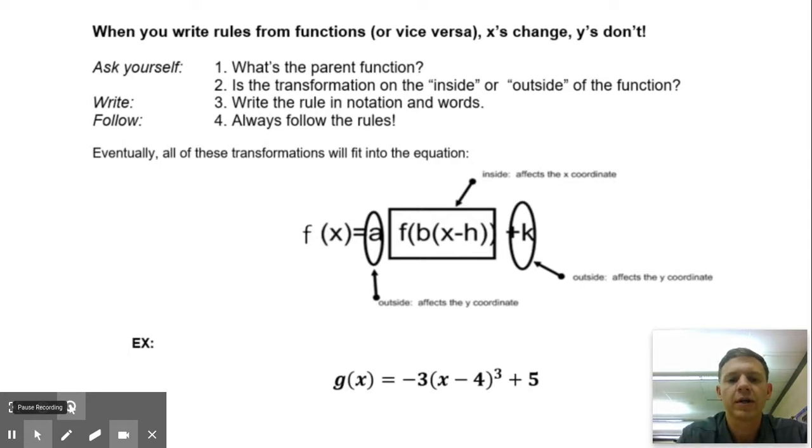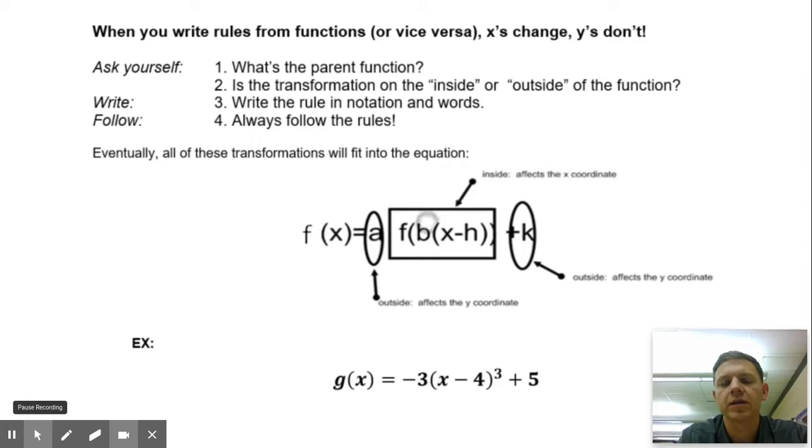Today we are looking at the A and the B. The A is going to stretch vertically, so it affects the y coordinate. It's going to stretch and shrink our functions vertically. And B, the x coordinate, is going to stretch and shrink our x coordinates horizontally. So our graph horizontally.